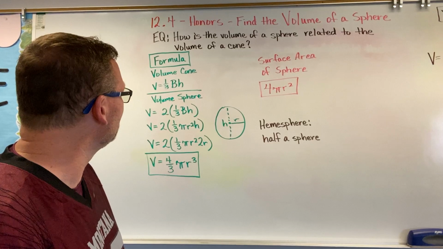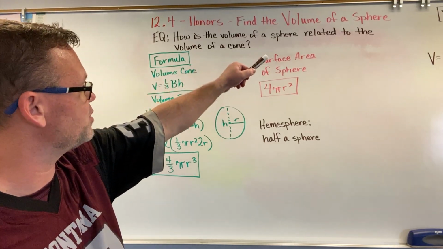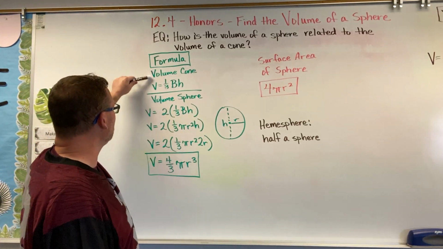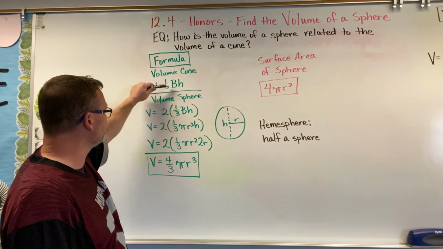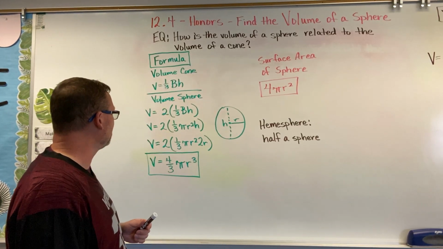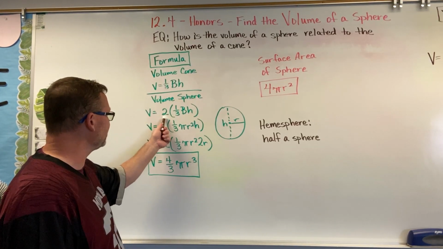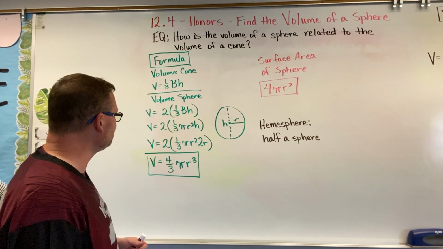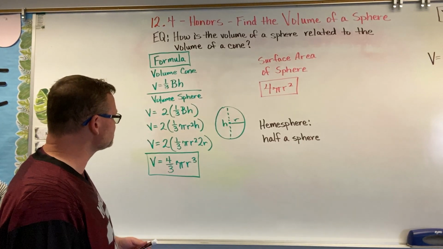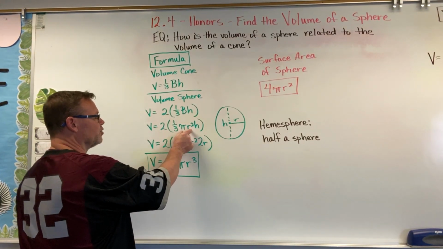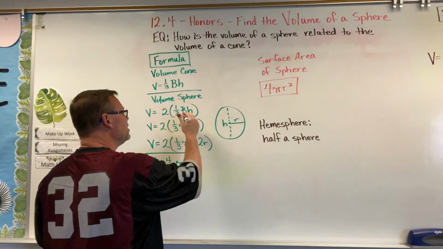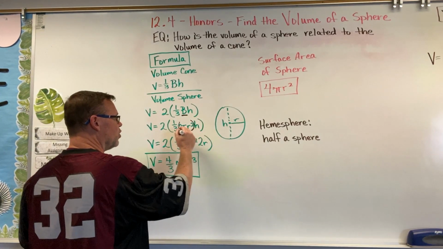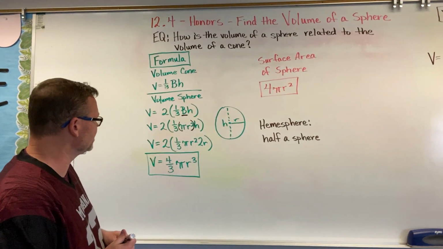All right. So first, how is the volume of a sphere related to the volume of a cone? I'm actually going to answer that here. The formula for the volume of a cone is volume equals 1/3 base times height. All we do is multiply that by 2 to get the volume of a sphere. It's a little more complicated than you think, because we also need to substitute in the base. Because it's a circle, it's pi times radius squared. You guys see that?